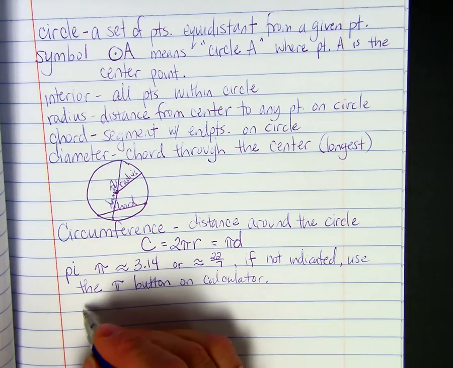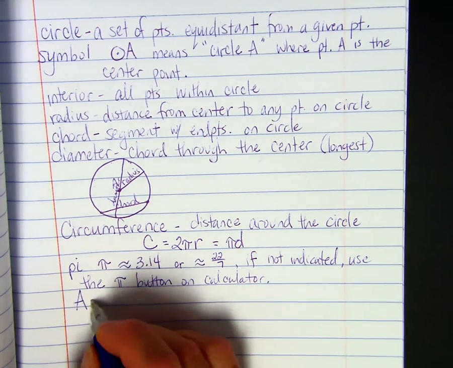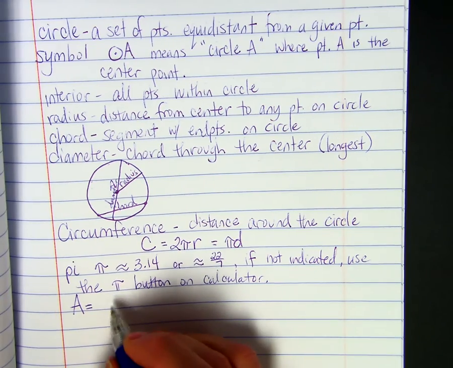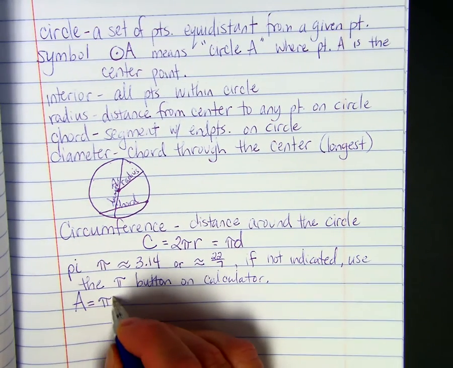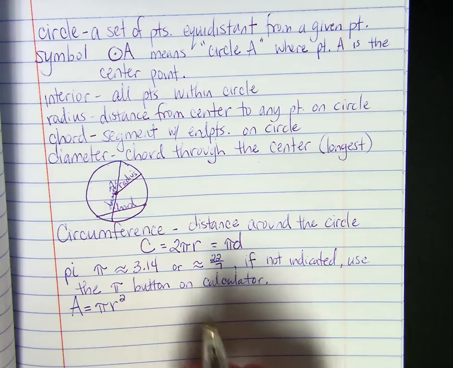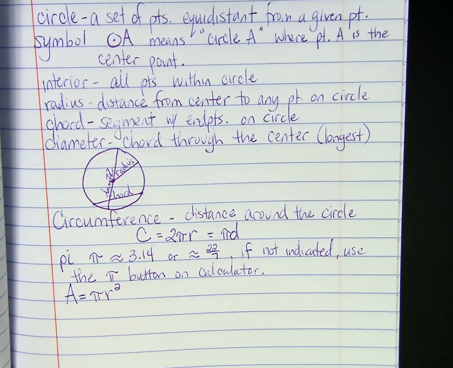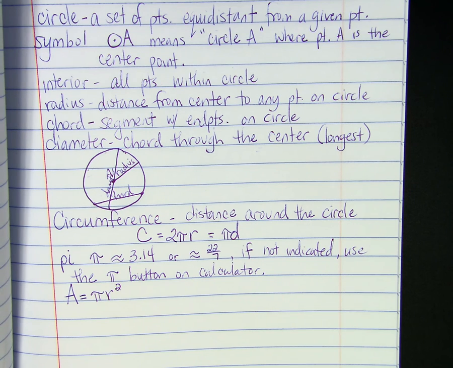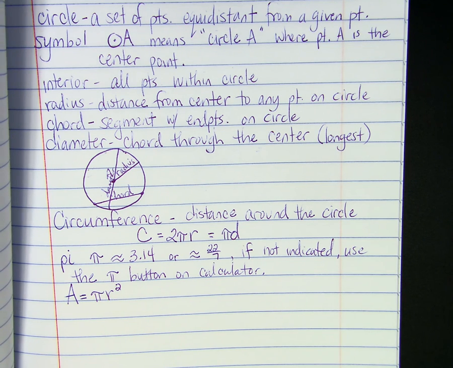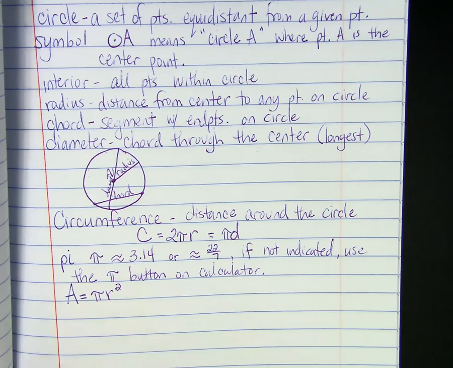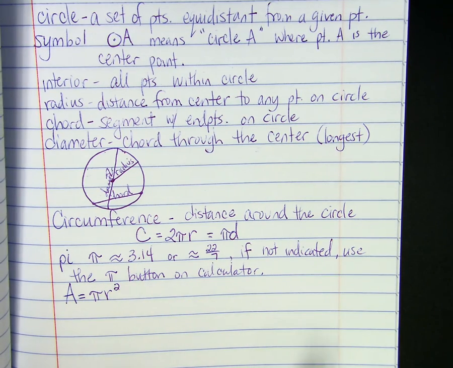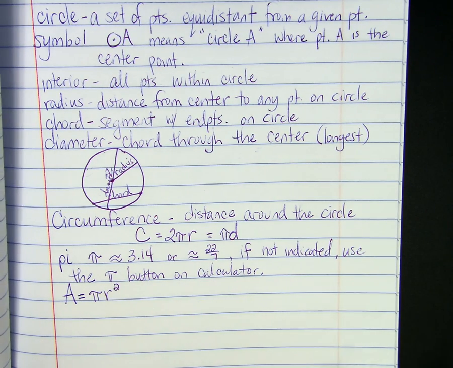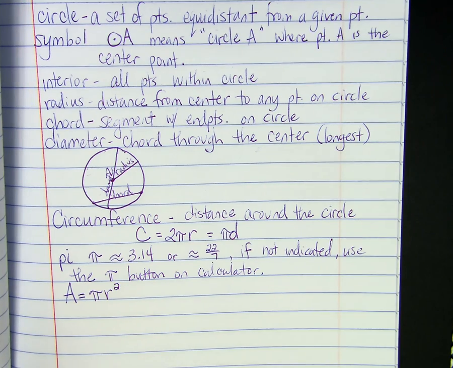To find the area of a circle, take the radius and square it and multiply it by pi. If it doesn't say to round, you could use the symbol pi. You can use the letter pi instead of multiplying by the approximation. And then you'll have more of an exact answer.